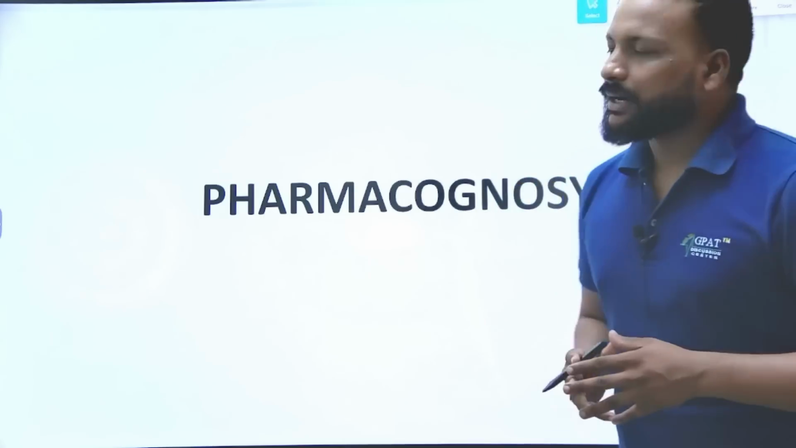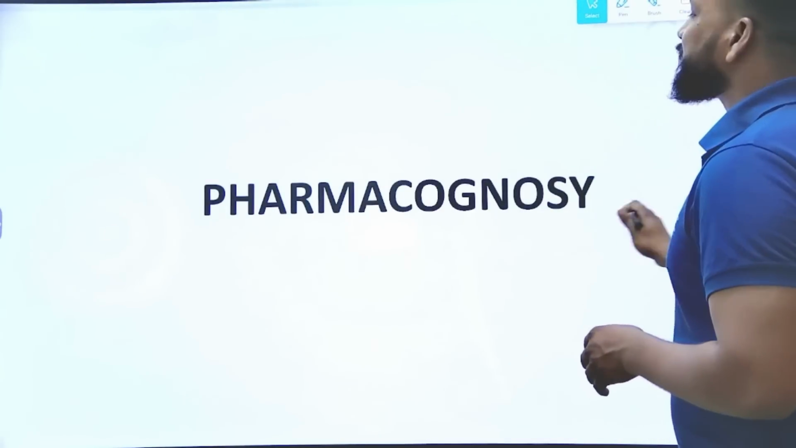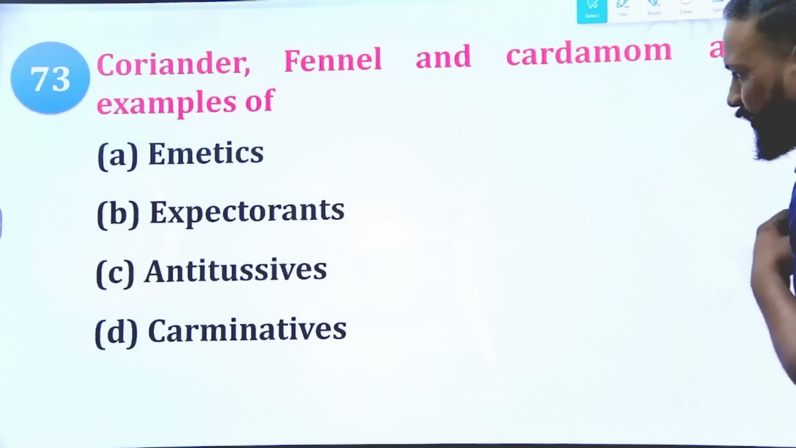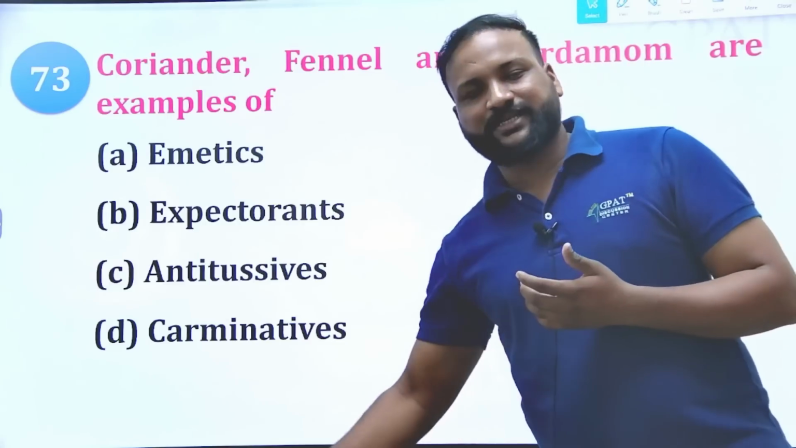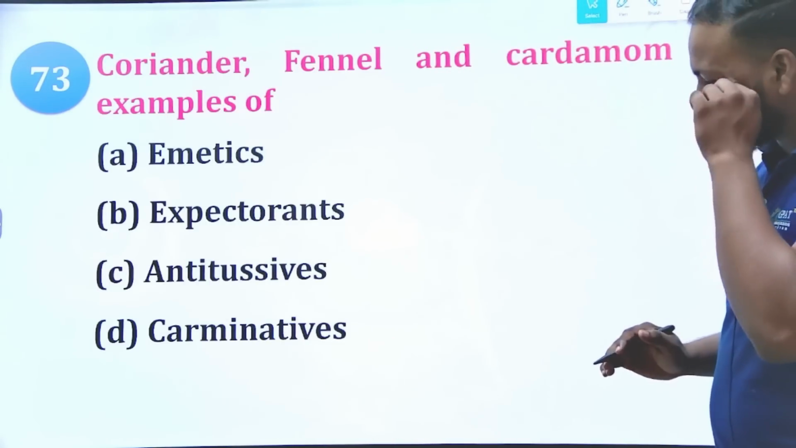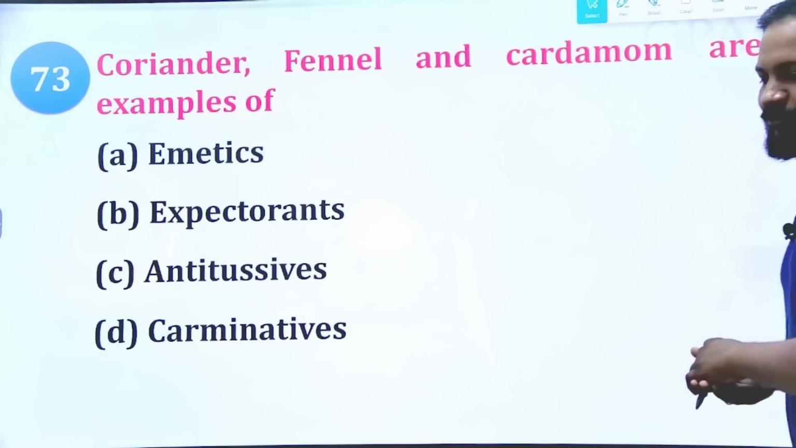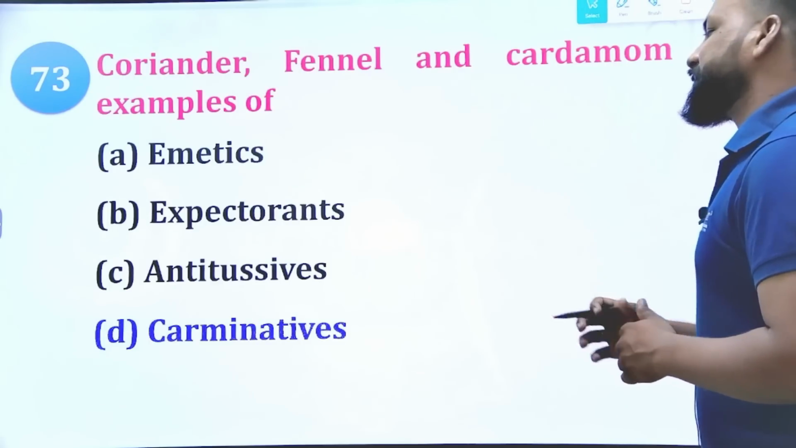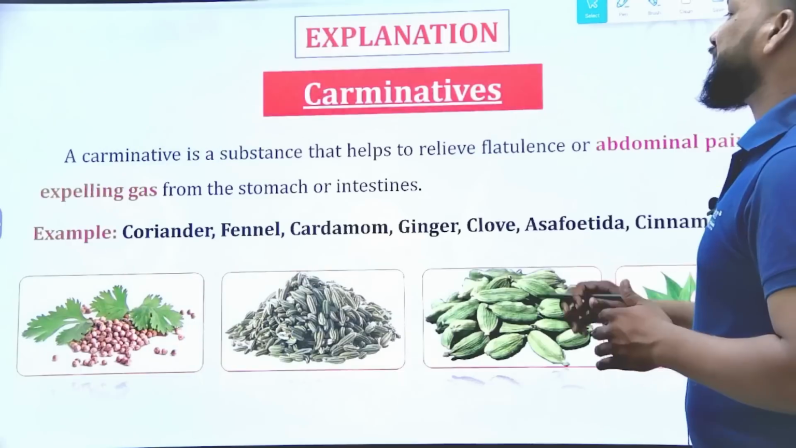Got it? Okay, so let us solve these questions. First question on pharmacognosy: coriander, fennel and cardamom are examples of which class? Either emetics, expectorants, antitussives or carminatives. If you know the answer, just comment under the comment box. Yes, they all come under the carminatives.